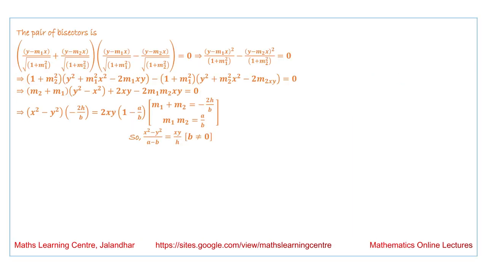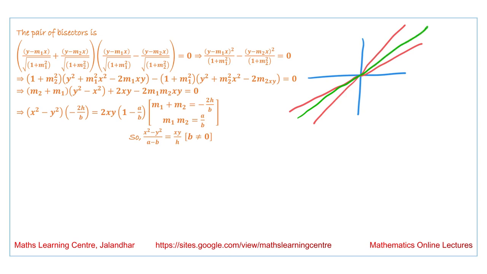Why are we having two equations? Because we are talking about two lines over here. We are talking about these as our axes, and these two lines that we have. So we can have two angle bisectors. One is the angle bisector of this portion and the other is the angle bisector of this portion.